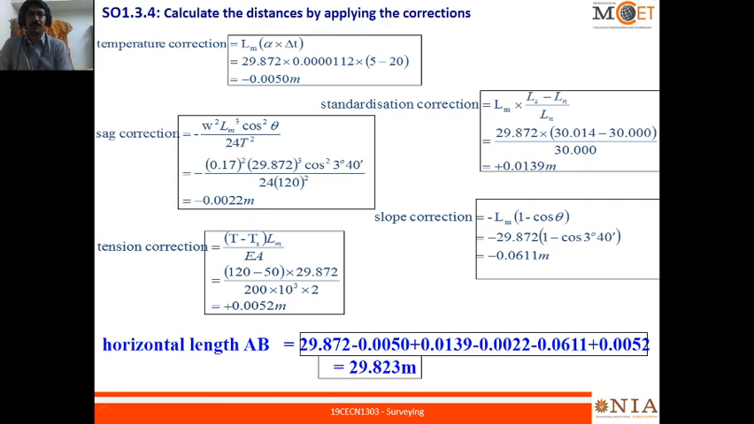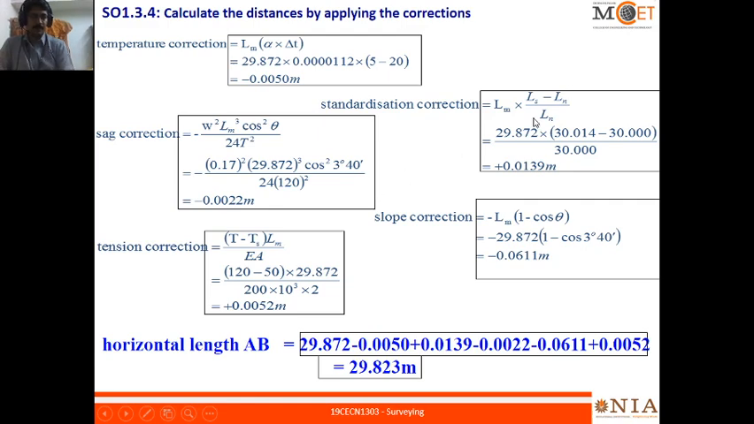So now we have to determine the total horizontal length, the actual or true length, which is equal to the measured length. From the top we will combine: the temperature correction is negative, we have substituted here, and plus 0.0139, which is the true length, the standardization length of the chain. Based on that, it is positive, we have added.